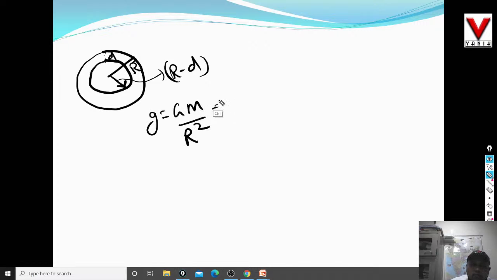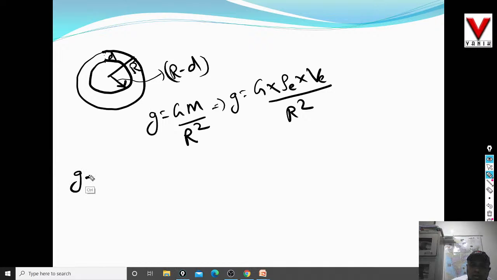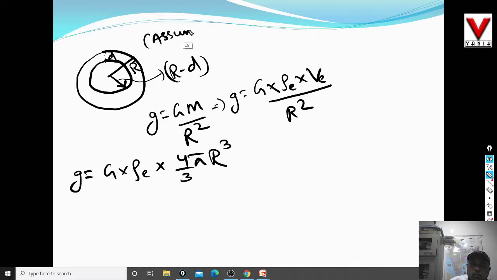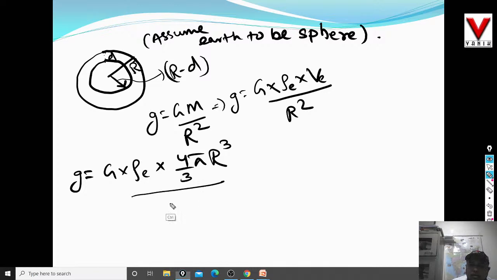If I expand this, how will I write this? Small g can be written as capital G into mass, which is nothing but density of earth into volume of earth, divided by r square. So I will write small g as capital G into density of earth into 4 by 3 pi r cube. Why 4 by 3 pi r cube? I have assumed earth to be a sphere. So this is 4 by 3 pi r cube, and now divided by r square.